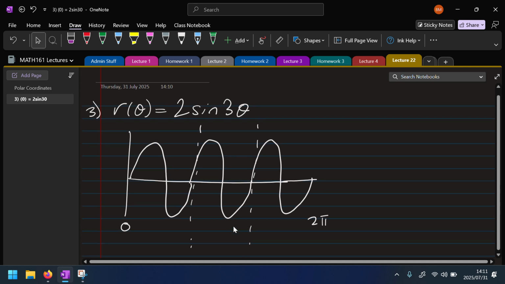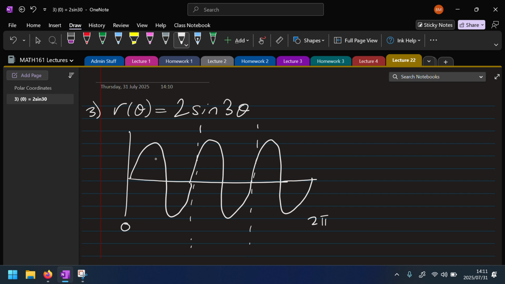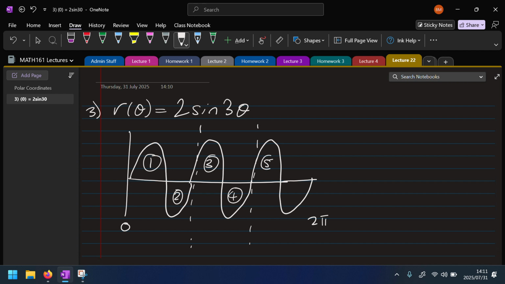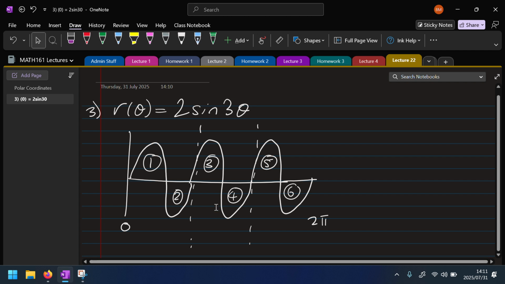So let's number our parts here. So that first bit, we're going to call that 1. There will be 1, there will be 2, there will be 3, 4, 5, 6. Okay. So each bump in the sine function, that will correspond to one part of the polar curve that we need to plot. Okay. Then some important points.